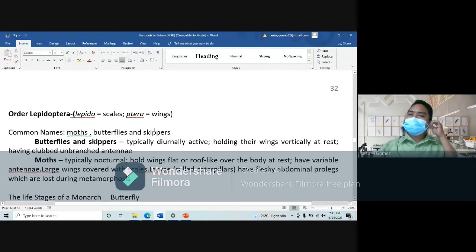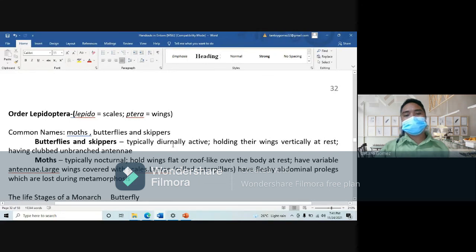Thank you. Okay, the other order is the Lepidoptera. The common example is the butterfly. The Lepido consists of two words. Lepido means scales, ptera means wings. So the common examples of these Lepidopterans are the moths, butterflies, and skippers.